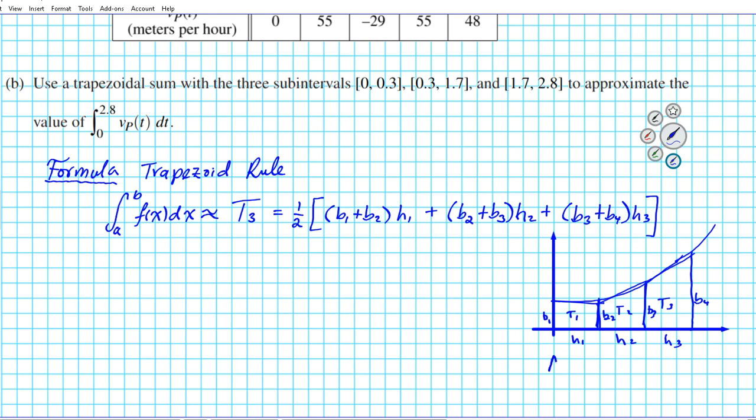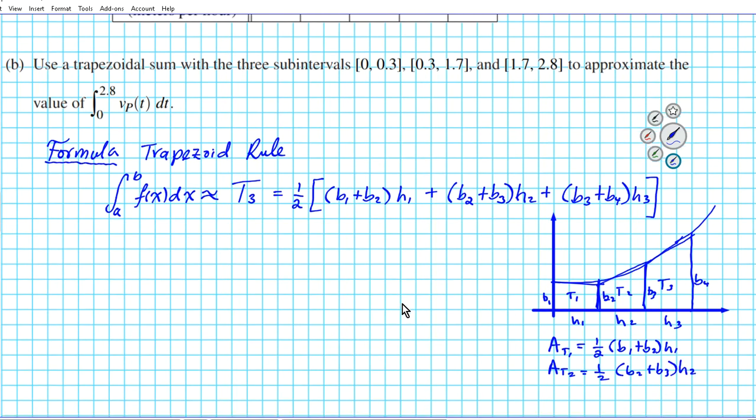Okay, so the area of the first trapezoid, A of T1, is 1/2 B1, this base, plus that base, B1 plus B2, times H1. That's the first area. And then the area of the second trapezoid is 1/2 what? Notice that the second side of T1 is the same as the first side of T2, right? So it's going to be B2 plus B3 times H2.